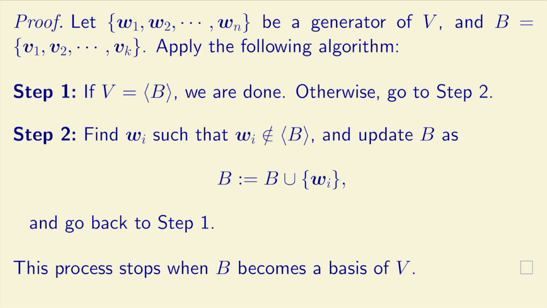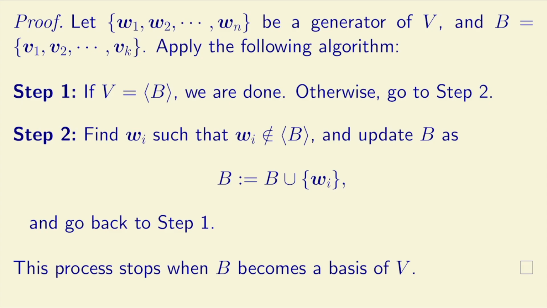Then we apply the following algorithm. Step 1: if the entire space V is spanned by B, then we are done. This means this B is a basis of V. Otherwise, go to the next step. Step 2: find a Wi from this set that does not belong to the subspace spanned by B, and update this set B by adding this Wi. And we go back to step 1.